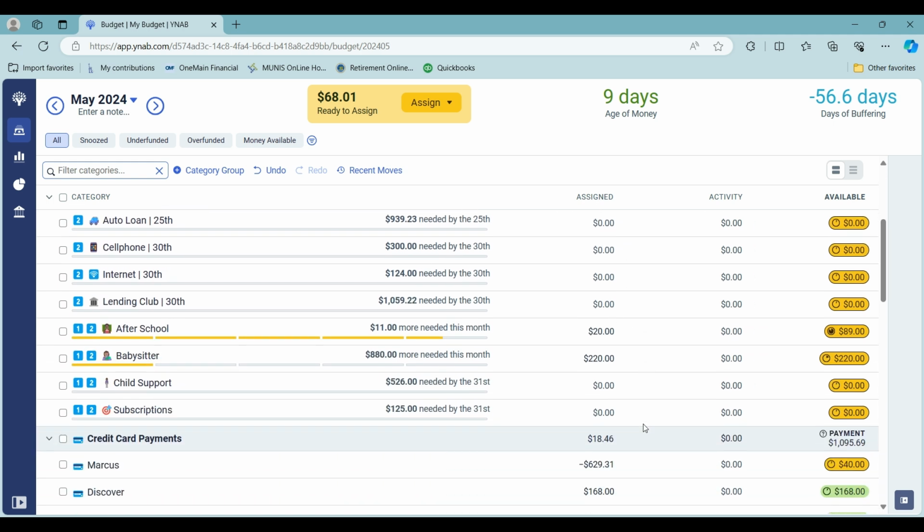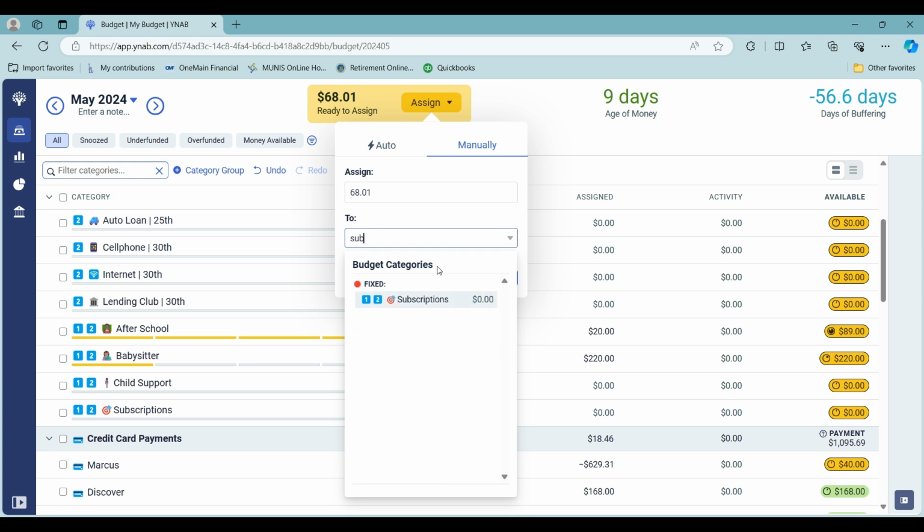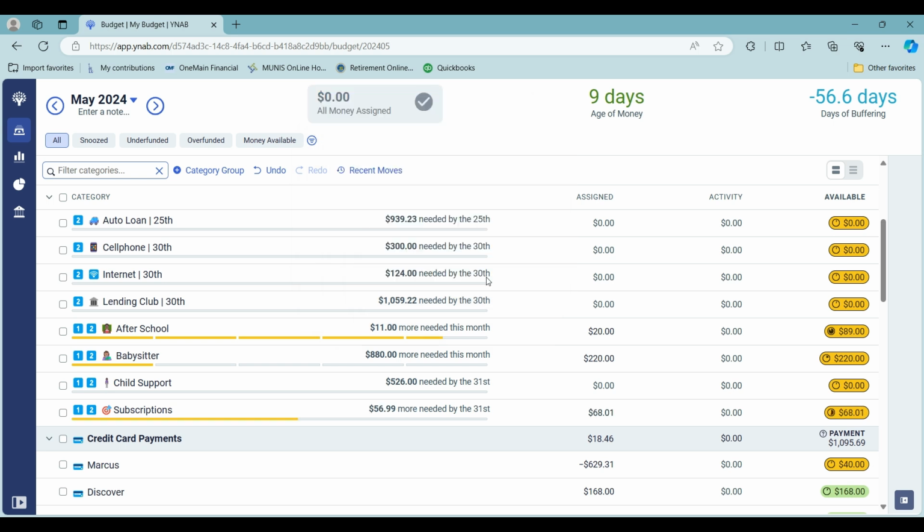Subscriptions. I didn't put anything in subscriptions yet. That is the only thing. So this $68, I'm just going to throw it into subscriptions for now because there are going to be some subscriptions coming out. I do know that on the 5th I have HP Inc. On the 8th, I will have my Peloton, and then YNAB will be coming up.